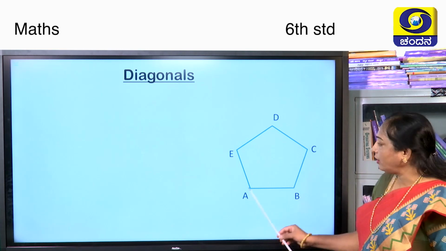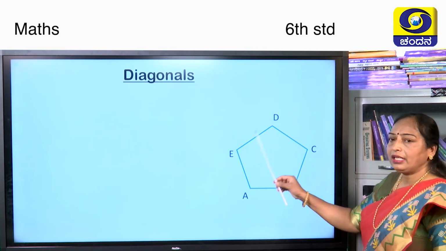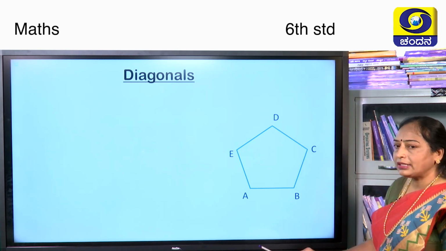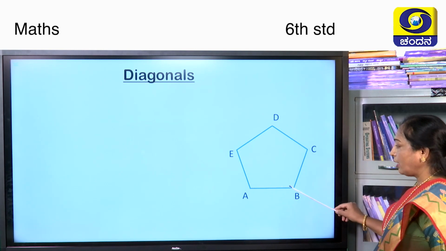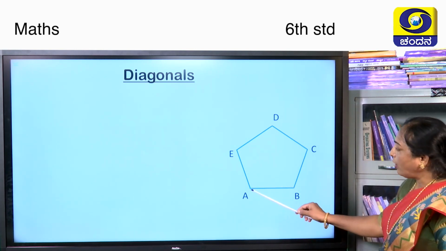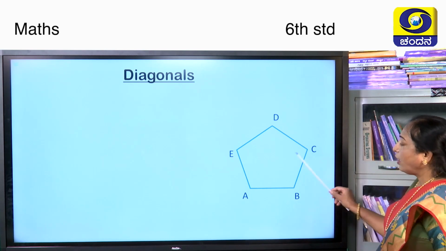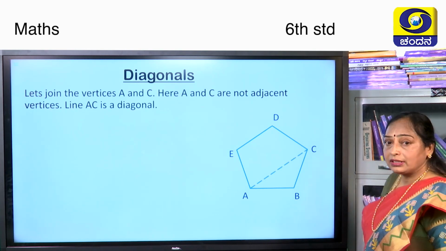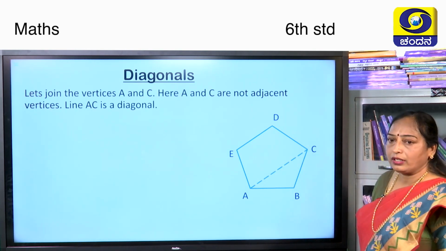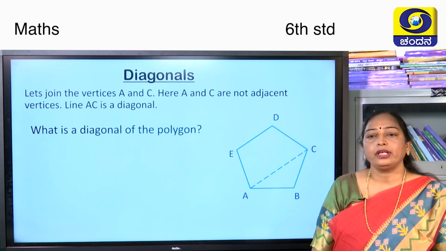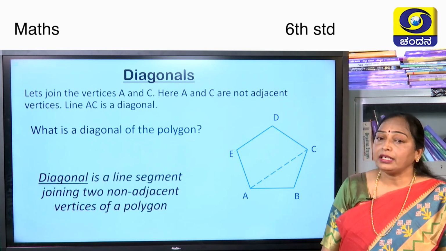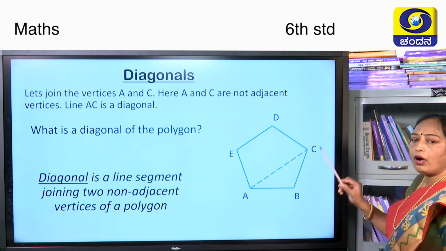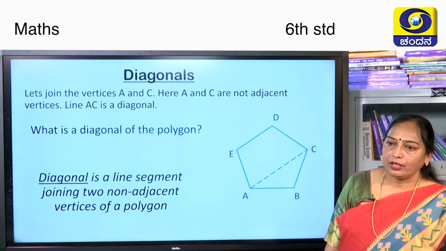Let's learn about diagonals. Look at this pentagon ABCDE. Let's join the vertices which are not adjacent vertices. Here A and B are adjacent vertices but not A and C. A and C are not adjacent vertices. Therefore, join A and C. The line AC is a diagonal. What is a diagonal of a polygon? A diagonal is a line segment joining any two non-adjacent vertices of a polygon.